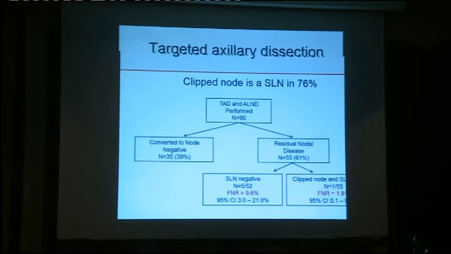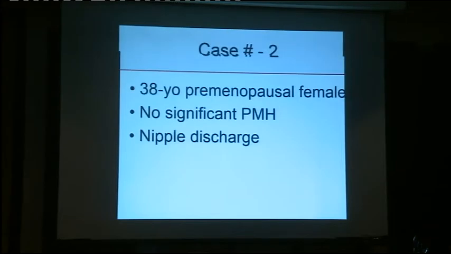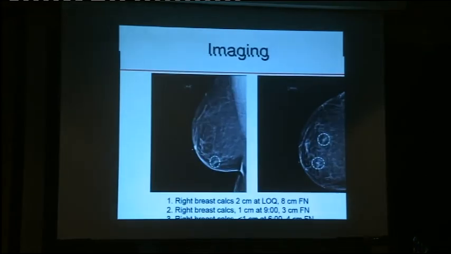Any other questions? Okay, then we're going to move to case number 2. Case number 2 is a 38-year-old premenopausal female. Again, she doesn't have any significant previous medical history, and she presented with a nipple discharge. And this is her mammogram showing areas of calcifications. Again, multicentric disease, 2 separate sides.